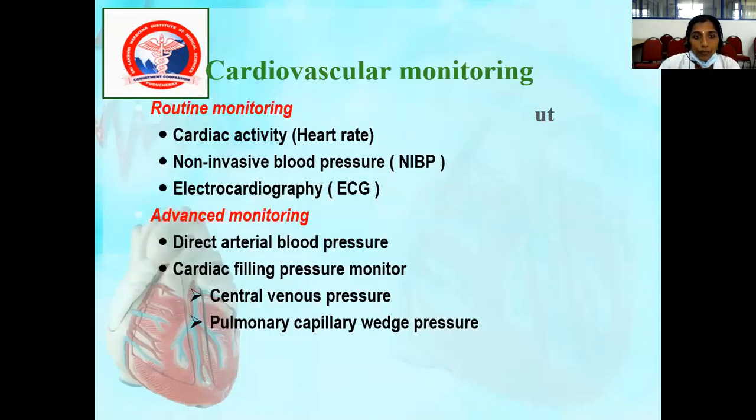So that was about the respiratory monitoring. Next we'll go to cardiovascular monitoring. The routine monitoring of cardiac activity is measured by heart rate, electrocardiography, and non-invasive blood pressure. In advanced monitoring, we have direct arterial blood pressure monitoring by invasive lines, or the cardiac filling pressure monitors using CVP and a pulmonary catheter.